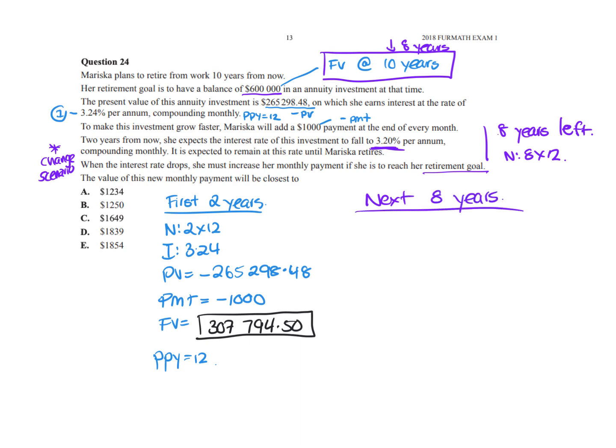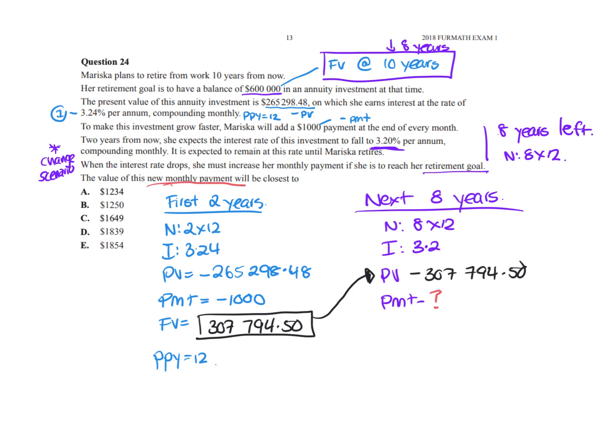And in the next 8 years, we had a change in interest rate. It was 3.2. So 8 years is going to be 8 times 12. Now the PV is where we're going to pretend we're starting again. So it'll be this number but negative. The payment is what they want to know. So that's actually the question. What's the new monthly payment? So that's the question, because she wants to be able to retire on the 600,000, sorry. So that'll be a positive.